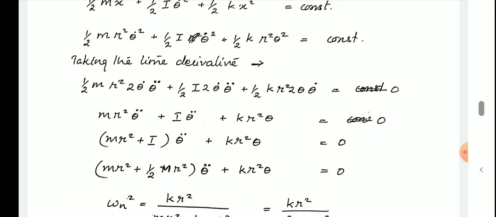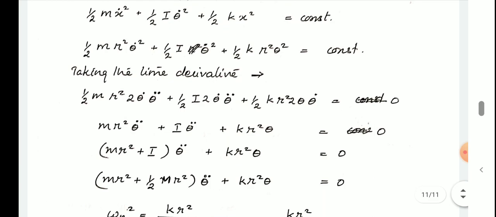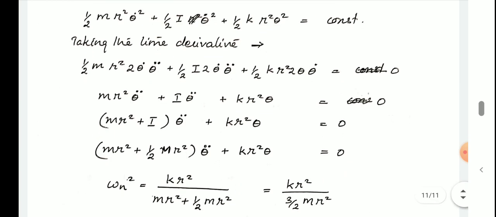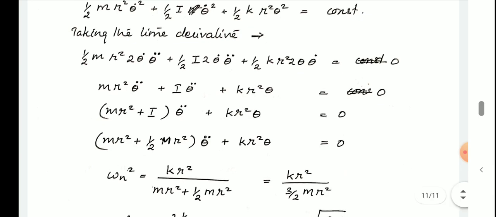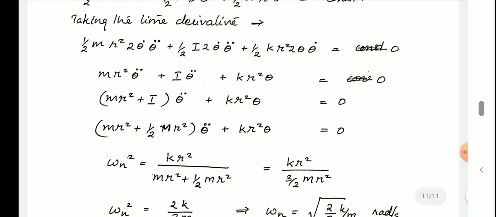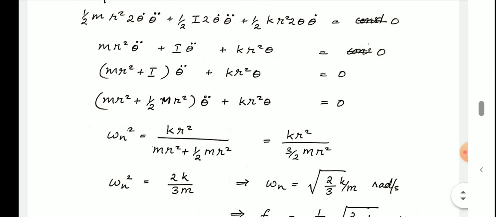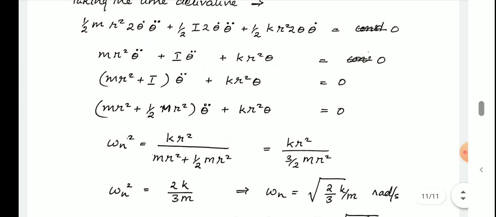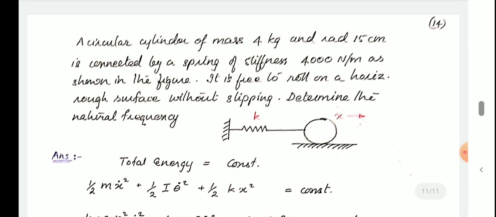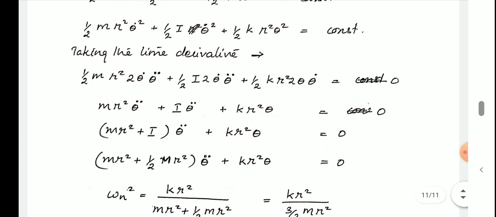Now 1 by 2, 2 and theta dot are common in all the three terms, which we can take out and cancel. Then the remaining will be m r square into theta double dot plus I theta double dot plus k r square theta equal to 0. Here, taking theta double dot as common, we can write m r square plus I whole into theta double dot plus k r square theta equal to 0. Now, as in the previous question, in place of I, we are replacing that using half into capital M into r square. What is capital M? Mass of that particular rotating body.